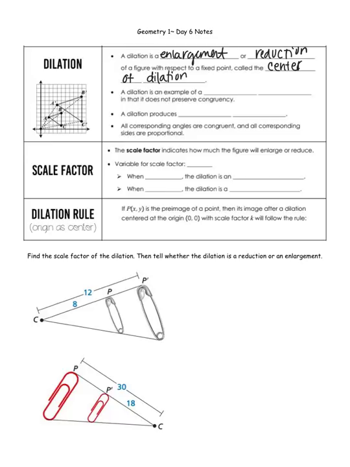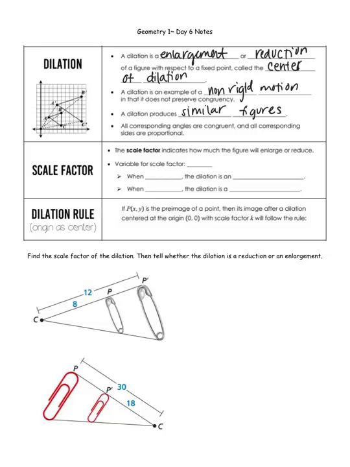So a dilation is an example of a non-rigid motion. Non-rigid motion, that's because the figures aren't necessarily congruent afterwards, okay? So dilation produces what we call similar figures, okay? All corresponding angles are congruent and all corresponding sides are proportional.